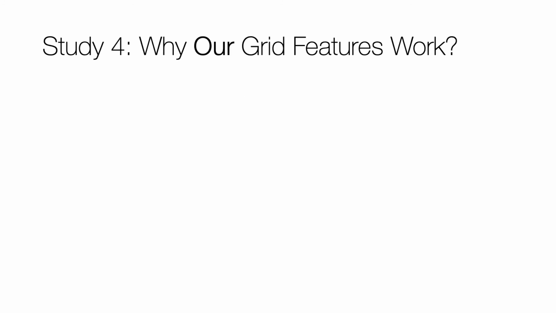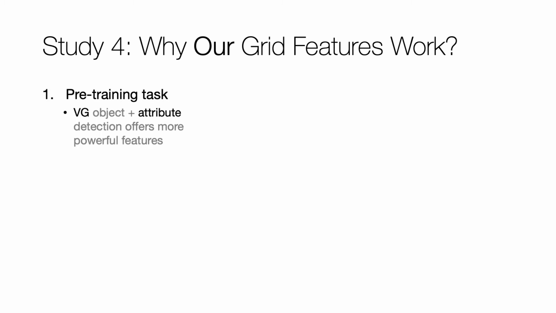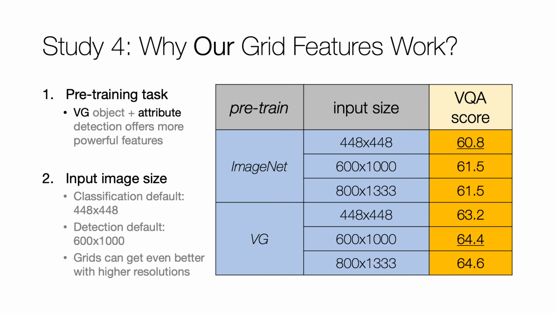One may wonder, why our grid features can work so well. We find the two most important contributing factors are pre-training task and image input size. For the first, we have already shown that VG object plus attribute detection offers more powerful features over vanilla ImageNet pre-trained ones. And for the second, we list three settings to accommodate the difference in common practice for image size preprocessing in classification and detection.